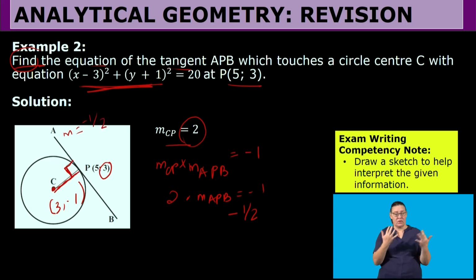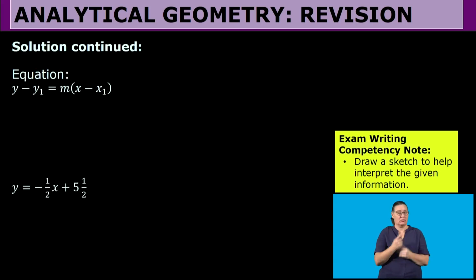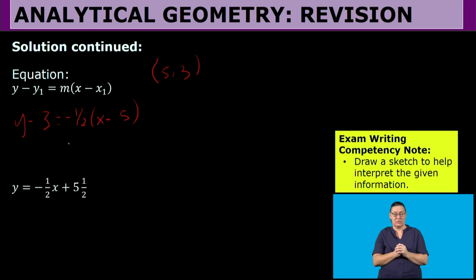We now need to work out what the y-intercept is, and how do we do that? Well, we need to substitute the point that we've got. So we've got the point of contact is 5 and 3. And we know that the gradient is -0.5. Substitute those values in, so you get -0.5x plus 5/2, and then we take the 3 over to the other side.